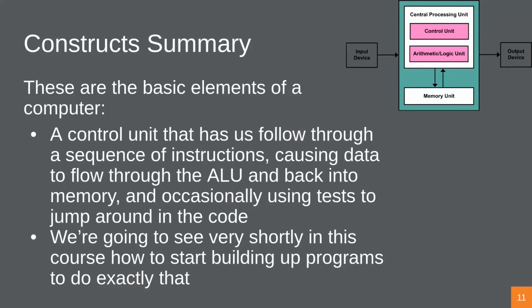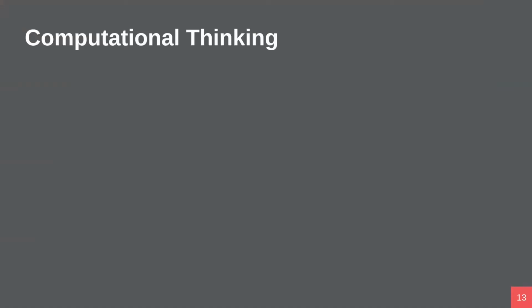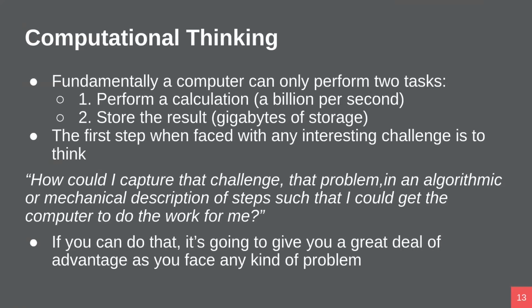Okay, so just going to move forward to the next topic, which is computational thinking. So thinking computationally, what does that actually mean? What does it mean to think computationally? Well, let's have a look at some examples. Fundamentally, a computer can only perform two tasks. A computer can only do two things. Number one, perform a calculation. And number two, store the result.